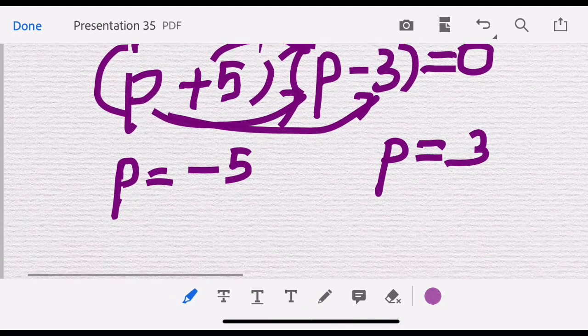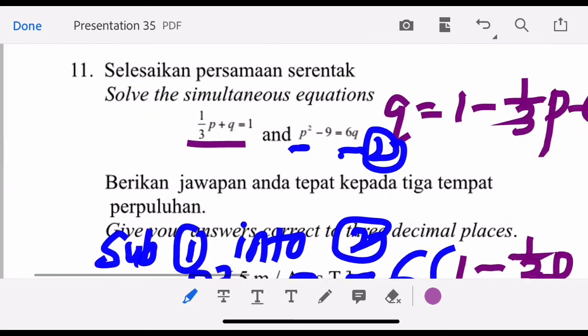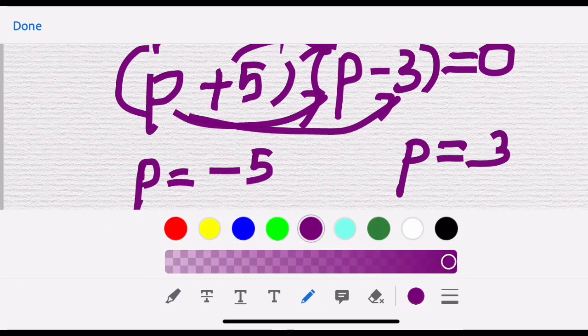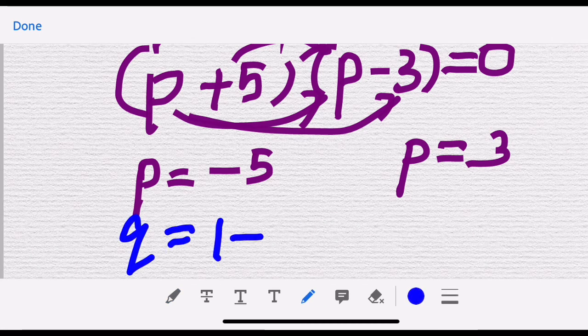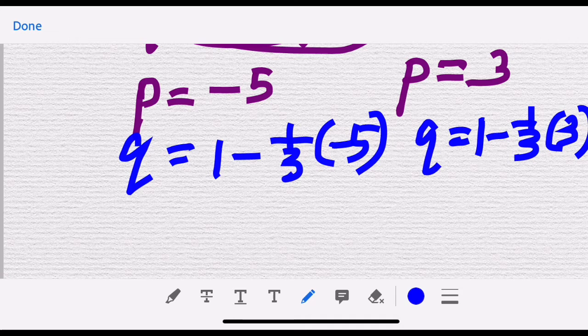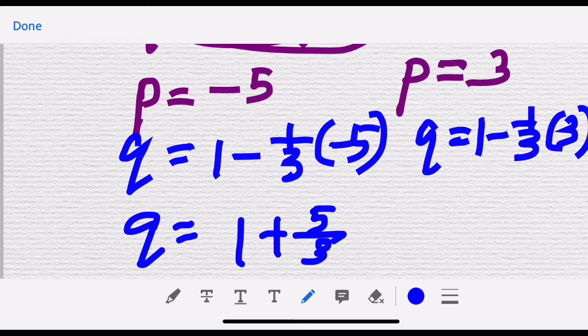Okay, so when you substitute in, your q will be, let's find out. The q will be 1 minus 1/3 of the p, right? Which is actually q is 1 plus 5 over 3, right? So let's see the answer for this one. We will try to find out the answer first.